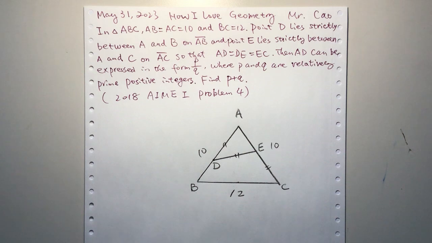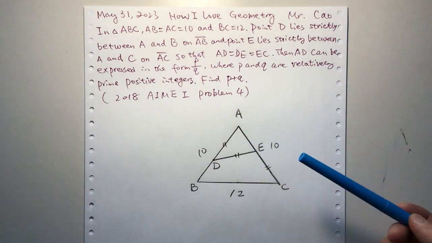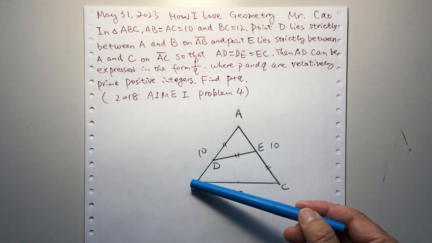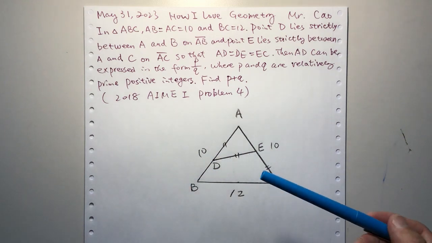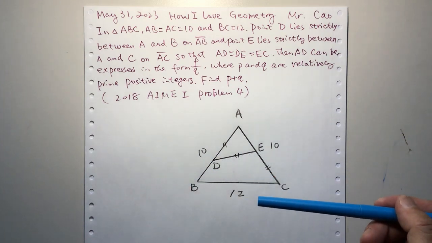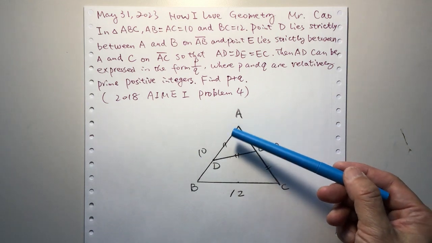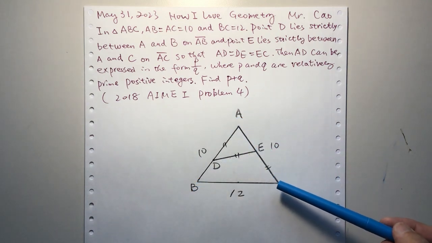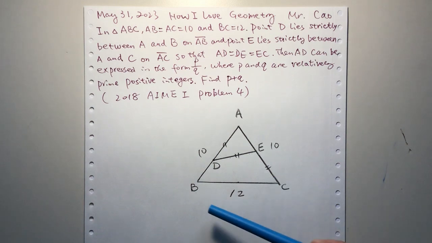I'm Mr. Chao. This problem is 2018 AIME 1 Problem 4. So let us look at the graph. ABC is an isosceles triangle. AB is 10, congruent to AC, AC also 10, BC is 12.